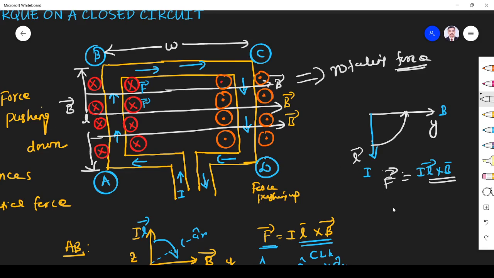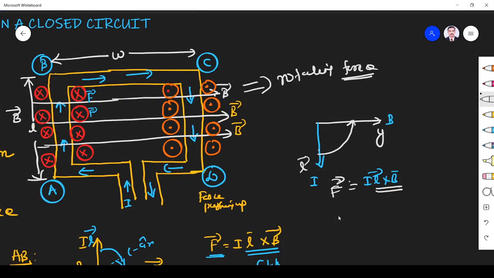Similarly, what will happen to arms BC? In BC, current will be flowing in this direction, and the magnetic field will also be in the same direction. The blue lines are current, the white lines are magnetic field. L and B are in the same direction, so the angle is 0 degrees. F is equal to ILB sin theta. Theta is the angle between L and B, 0 degrees. So the answer is 0. Here the force is 0.